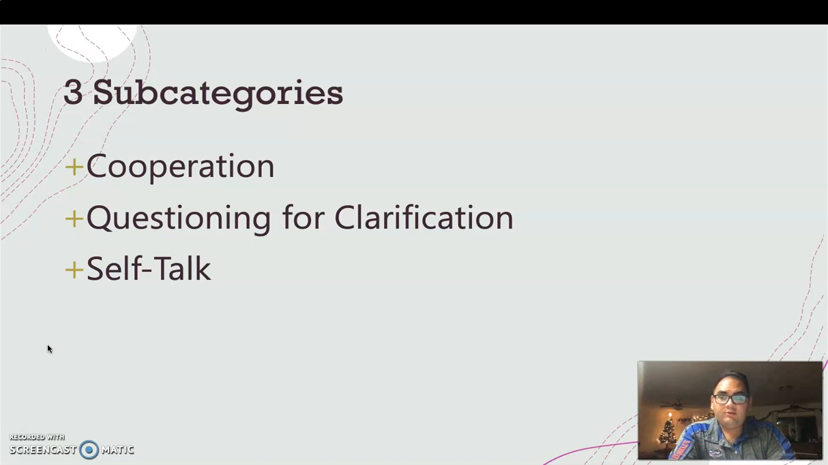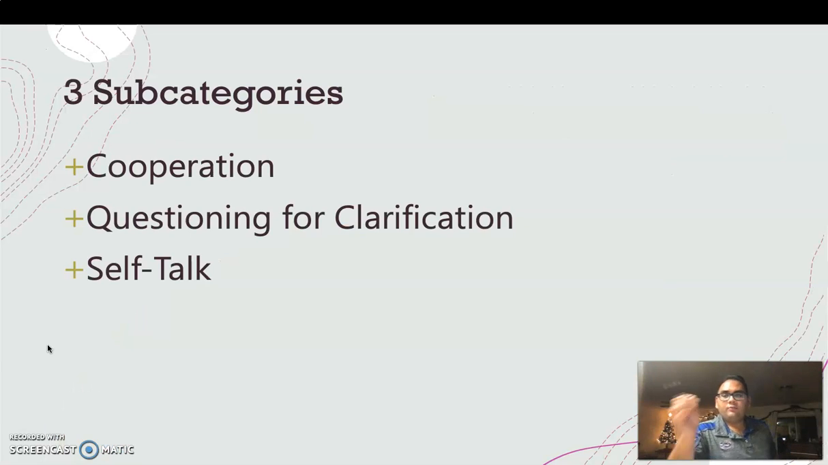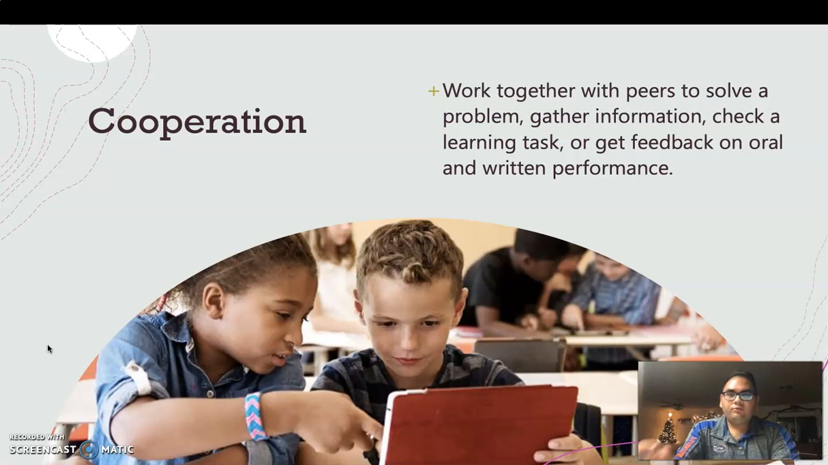All right, so social affective strategies are broken up into 3 subcategories: cooperation, questioning for clarification, asking questions, and then self-talk. All right, so we'll start with cooperation.